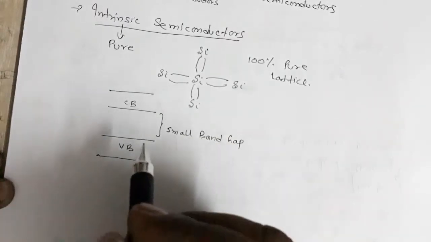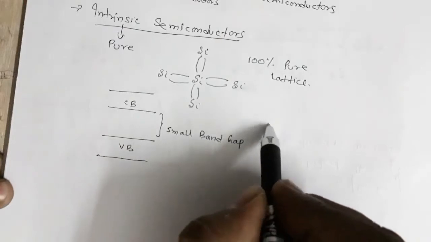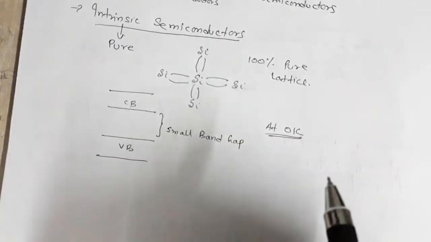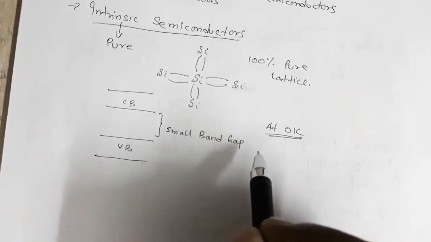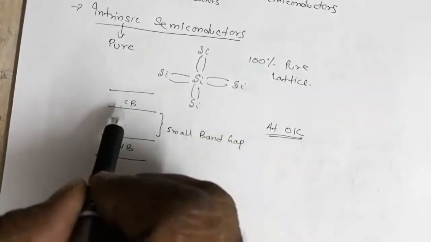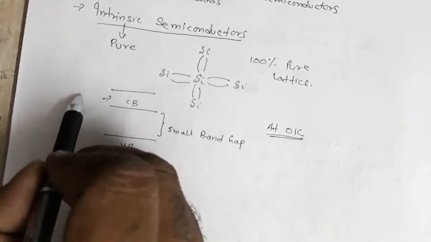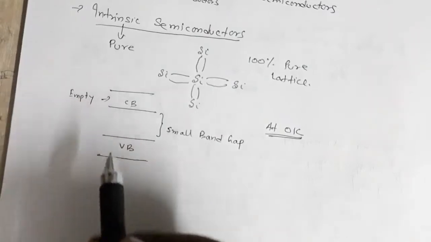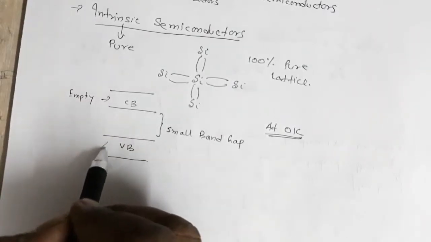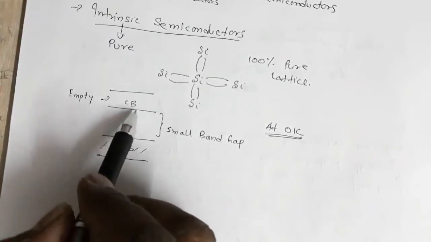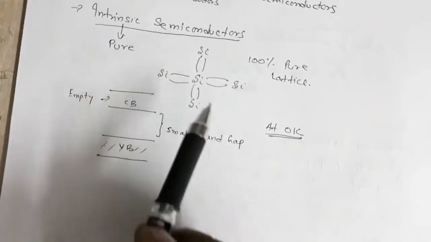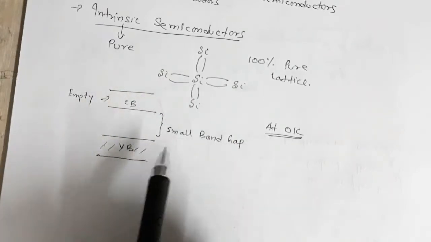Now at 0 Kelvin, we know that the electrons' kinetic energy is 0. So this conduction band will be completely empty, and the electrons will be in the valence band. Electrons will be occupying space in the valence band. Since the conduction band is empty, this intrinsic semiconductor at 0 Kelvin will act like an insulator.